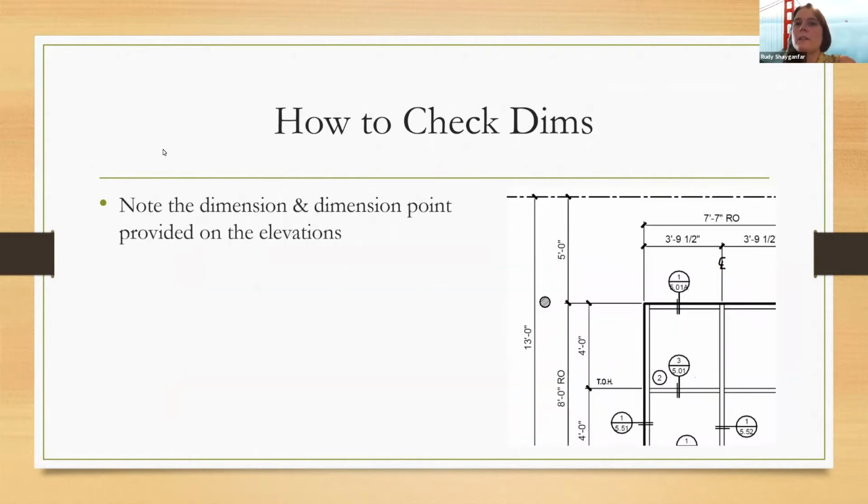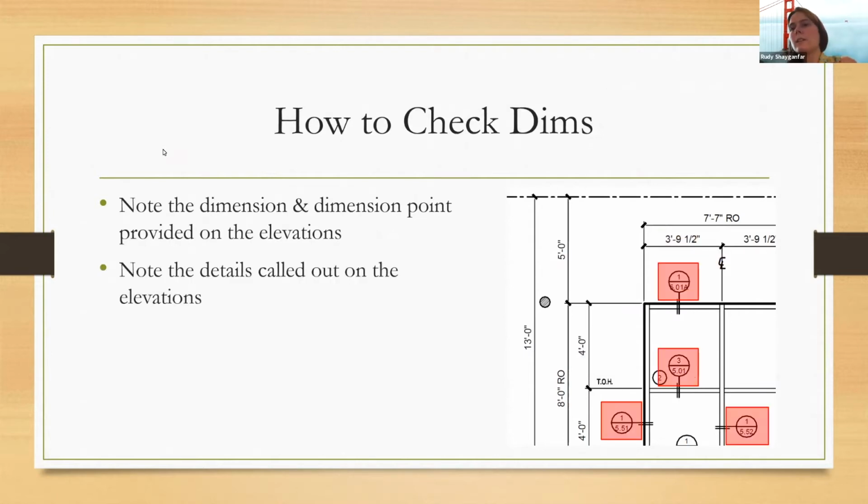So the first thing you're going to do is note the dimension and the dimension point provided on the elevations. These are the locations highlighted right here. And then you're also going to note the details called out on the elevation for the glass that you're checking. So one thing to pay attention to here, you'll see 1 on 5.51 and 1 on 5.52 are actually below the glass that we're checking. In our drawings, the detail you start reading from the bottom of the page up, and when you hit a detail, that detail applies upwards until you see a new detail through the same vertical.